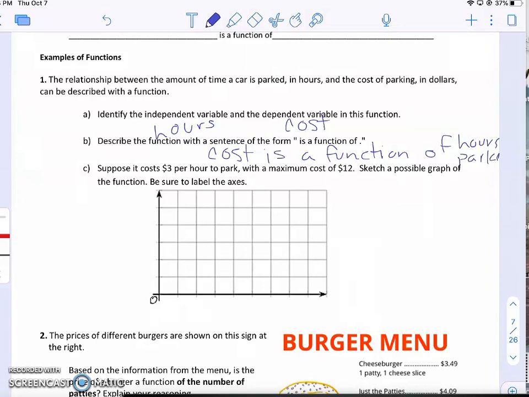Suppose it costs $3 per hour to park with a maximum of 12. So sketch this. 1, 2, 3, 4, so this would be hours. And I'm going to do money here: 3, 6, 9, 12. So 1 hour is 3, 2 is 6, 3 is 9, 4 is 12. And then that's the maximum, so it would just hold steady.